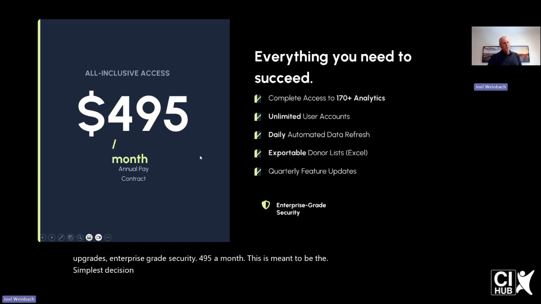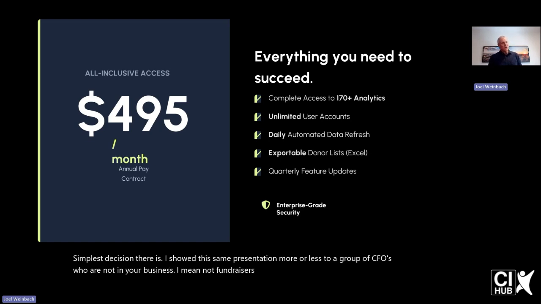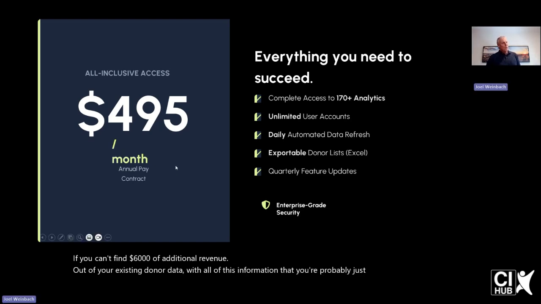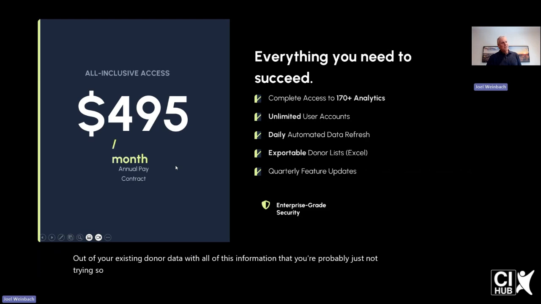I showed this same presentation more or less to a group of CFOs who are not in your business, not fundraisers, and everybody thought it was a no-brainer. They think about things analytically. They realize if you can't find $6,000 of additional revenue out of your existing donor data with all of this information, that you're probably just not trying. So we really price this to be just a silly ROI and a very easy decision.